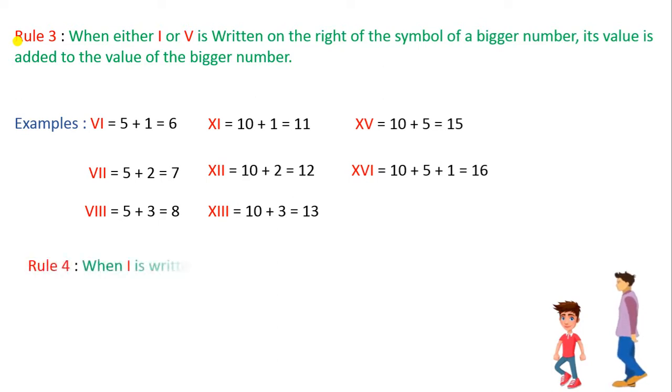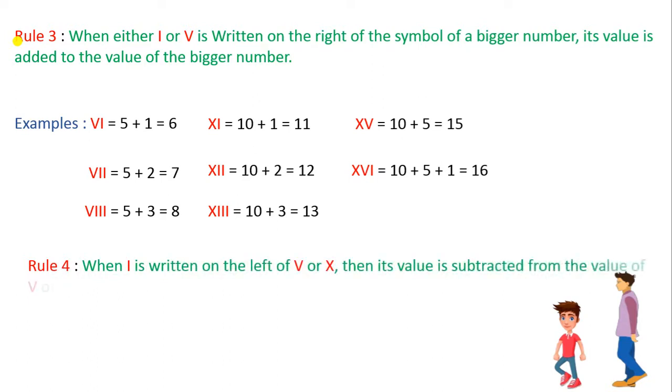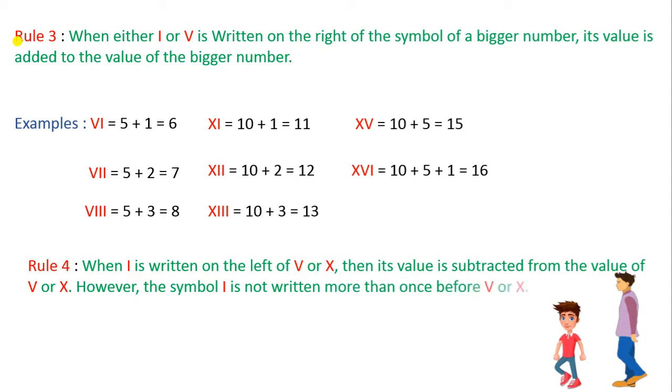When I is written on the left of V or X, then its value is subtracted from the value of V or X. Let us take one example, IV. Here I is on the left of V. So we have to subtract the value of I, that is 1, from the value of V, that is 5. Therefore, the value of IV is 5 minus 1, that is 4.